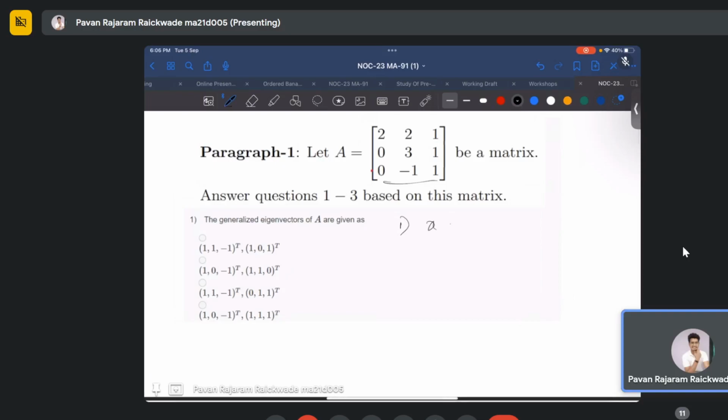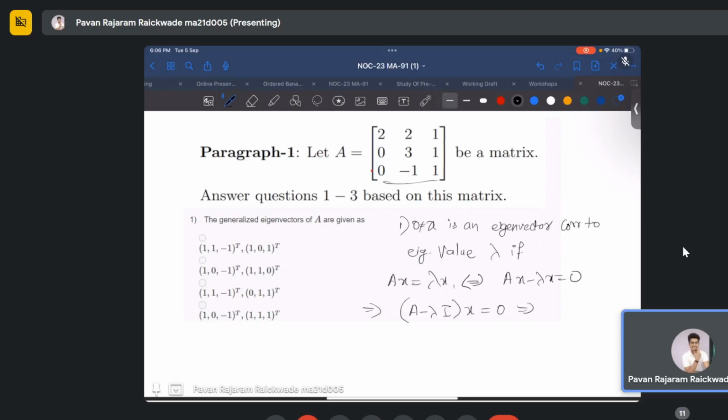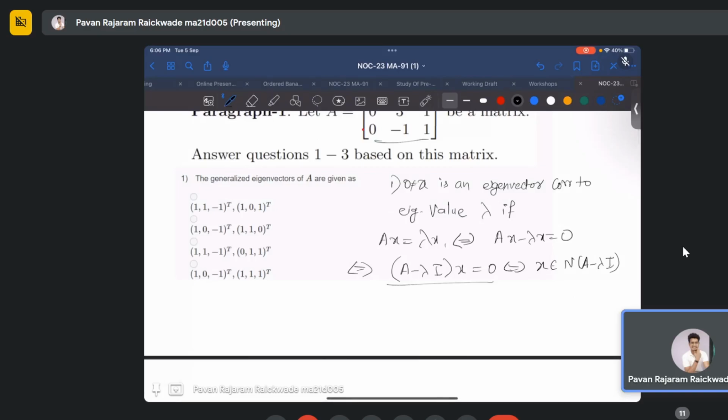You say x is an eigenvector corresponding to eigenvalue lambda if you have Ax equals lambda x, right? So x has to be non-zero. But I can rewrite this as Ax minus lambda x equals 0, which implies (A minus lambda I) x is 0, which implies x belongs to the null space of A minus lambda I, right?